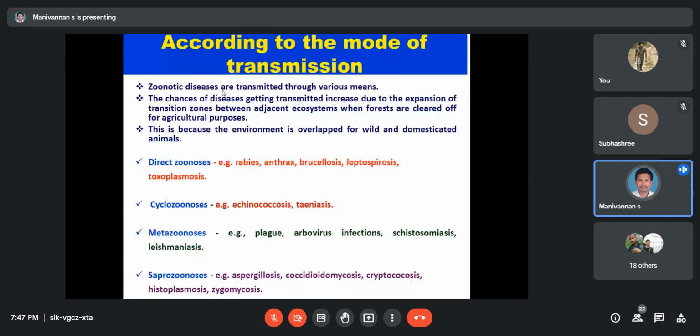Prion and other agents. Parasitic is 29%, bacterial zoonotic disease, and the prion and other chemical agents cause 2%. But is it clear? Okay. Next one.